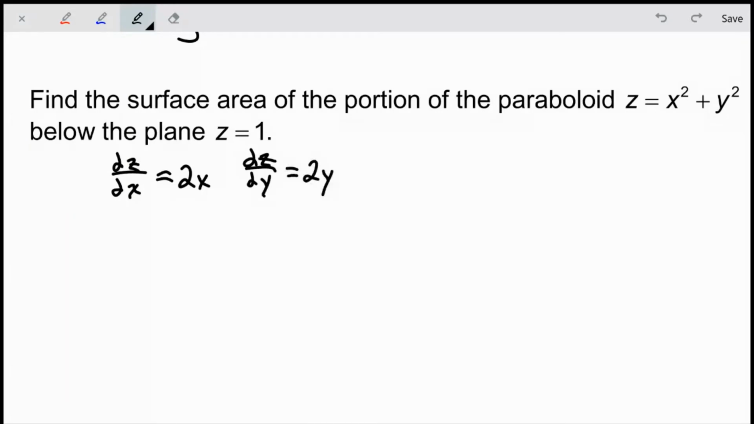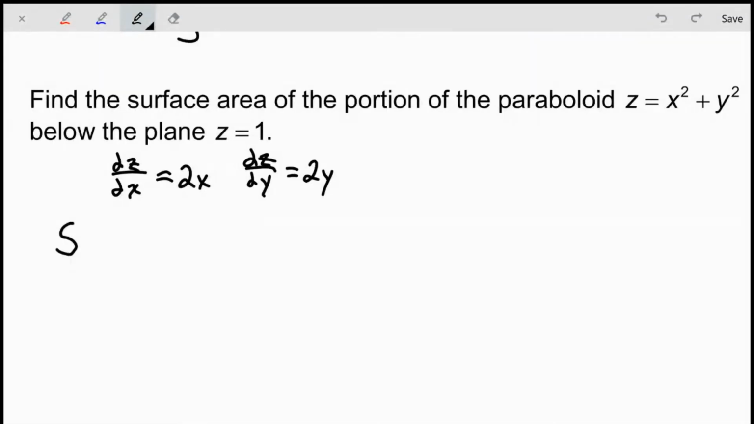Okay, and now let's think about what our domain looks like. If we have the plane z equals 1, and we're looking at a paraboloid z equals x squared plus y squared, when I get to the point where z is equal to 1, I'm looking at a circle, x squared plus y squared equals 1. So if I were to project that circle down into the xy plane, that's essentially the region that I'm going to integrate over. Okay, so let's go into the setup here.